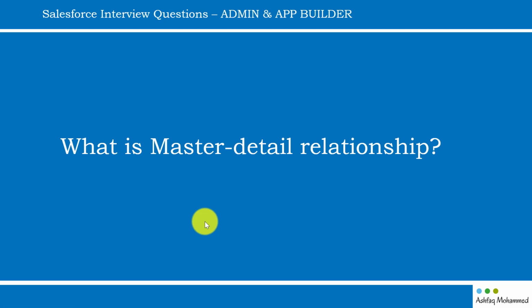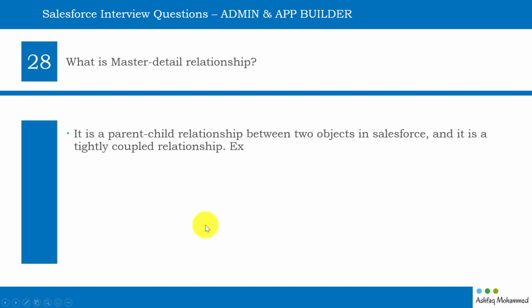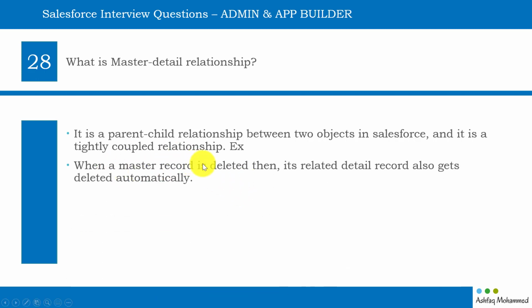Going next, we have what is master detail relationship. Let's go and dig deeper into master detail relationship. Master detail relationship is a parent-child relationship between two objects in Salesforce, right? And it is a tightly coupled relationship. What do you mean by tightly coupled relationship? Both parent and child have a very tight relationship if we create a master detail relationship. So when a master record is deleted, then the related detail record also gets automatically deleted.